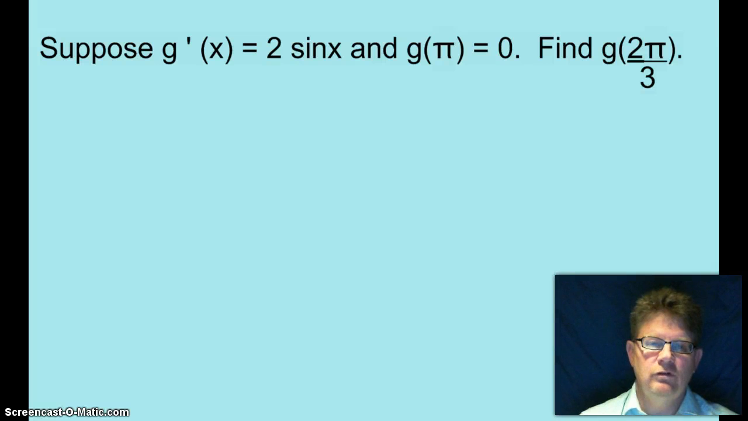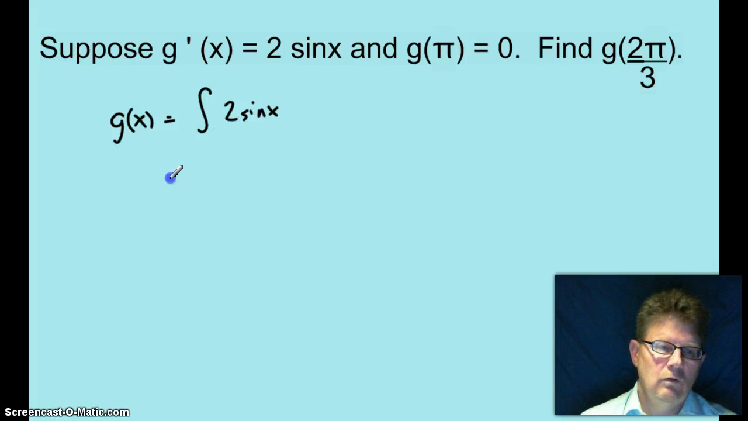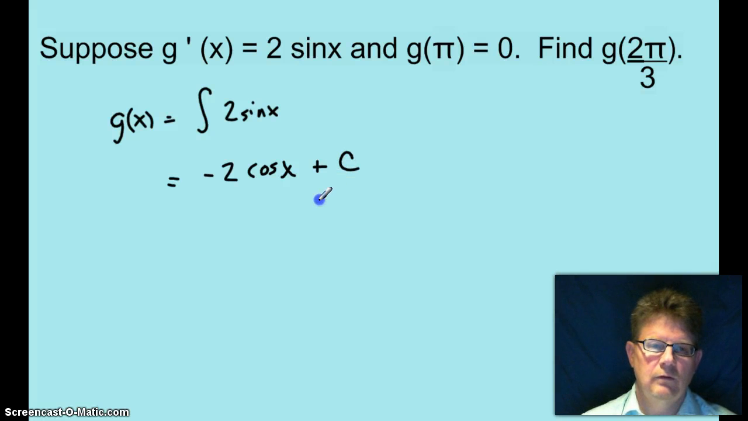Suppose that g prime of x equals 2 sine x, and g of pi is 0. Find g of 2 pi over 3. Ooh, fun. Alright, so g of x equals the integral of 2 sine x. So that equals negative 2 cosine of x plus c. That's what g of x is. And g of pi is 0.